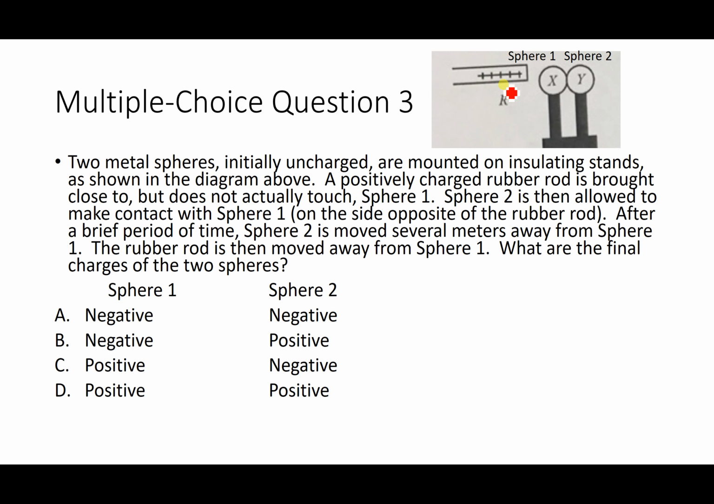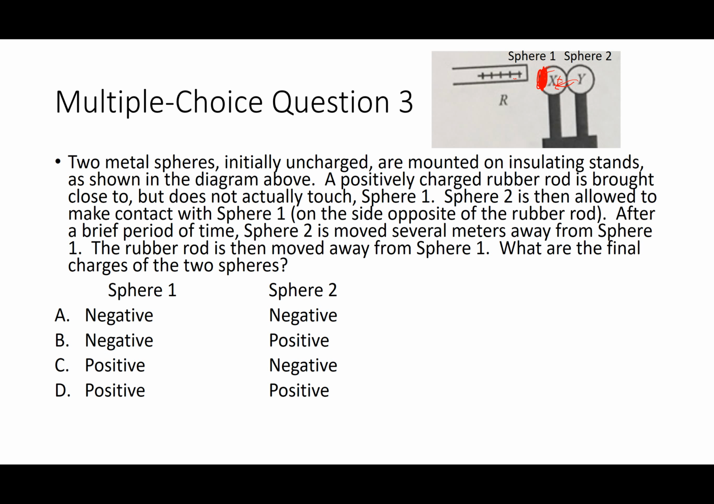All right, this positive rod is going to attract electrons from X over toward this side. When sphere 2 touches 1, this side of X is going to be positive, so it's going to attract electrons from Y over to it. And those are then going to get attracted over toward the rod. So the net effect is electrons are going to move from Y to X and then over to this side of X.